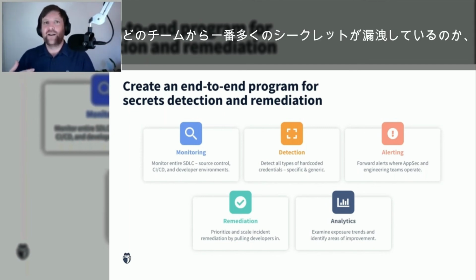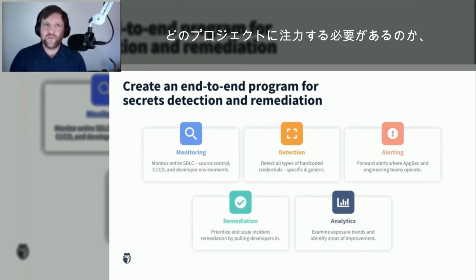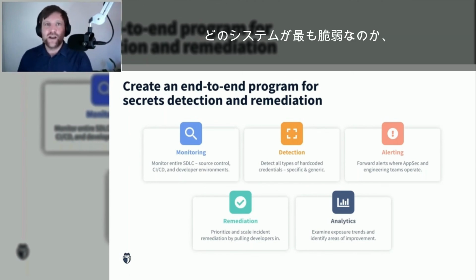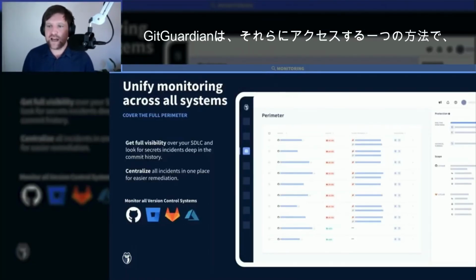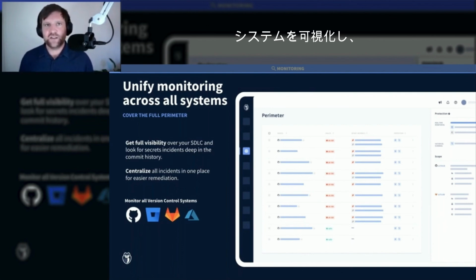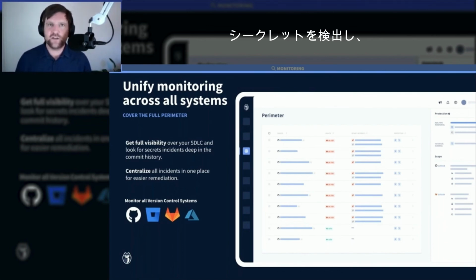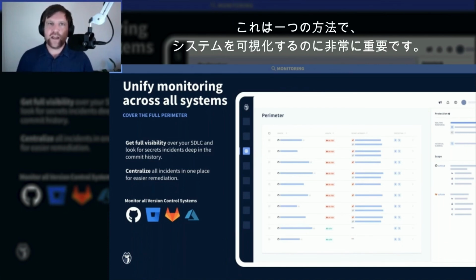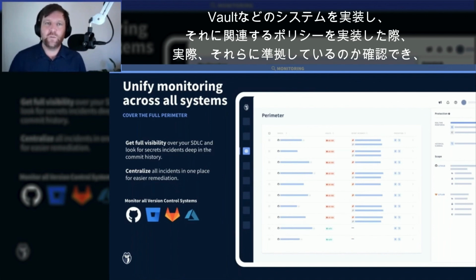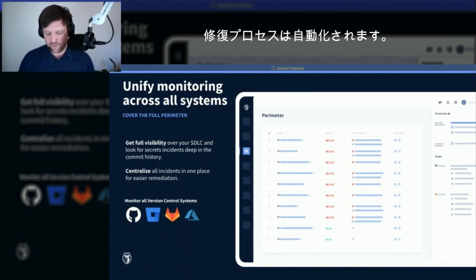What teams are leaking the most secrets, what projects we need to focus on, what systems are most vulnerable, how long secrets are valid for. All of this we need in our tooling. So GitGuardian has one way of getting that visibility into your systems, making sure that you can detect secrets, finding out whether secrets are valid, what teams they're coming from. That's critical for getting visibility into your systems so that when you do implement systems like vaults and policies around them, you can actually check that they're being followed and the remediation processes are being automated.